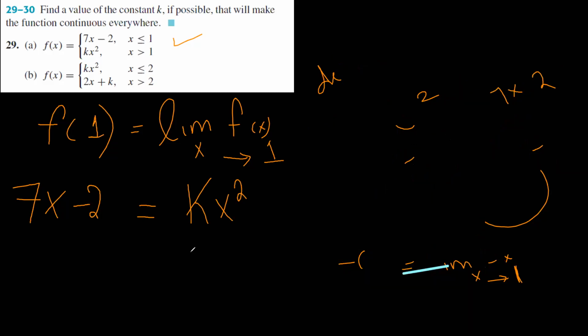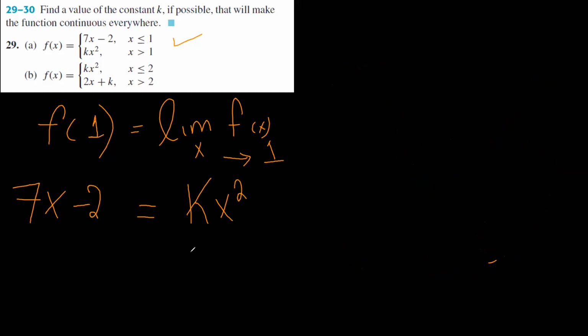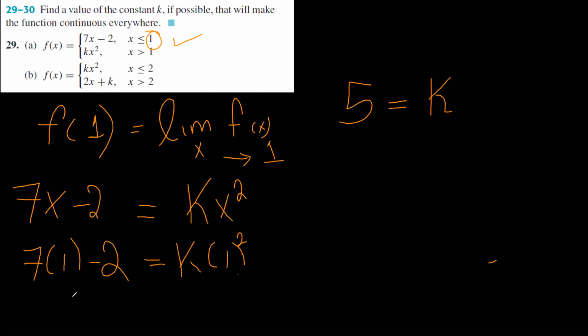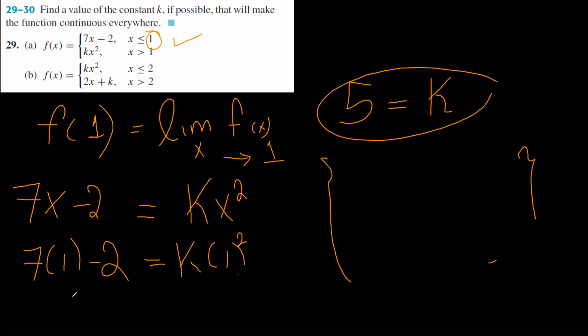So since now they are equal, I can use this continuity of the function to find k. So 7 times 1 minus 2 is equal to k times 1 squared. Why do I say 1? Because x equals 1. So 5 is equal to k times 1 squared, which is k. So the value of k now is 5. So the function will be 7x minus 2 if x is less than 1, and kx squared if x is greater than 1. Is it clear? Yes, teacher.